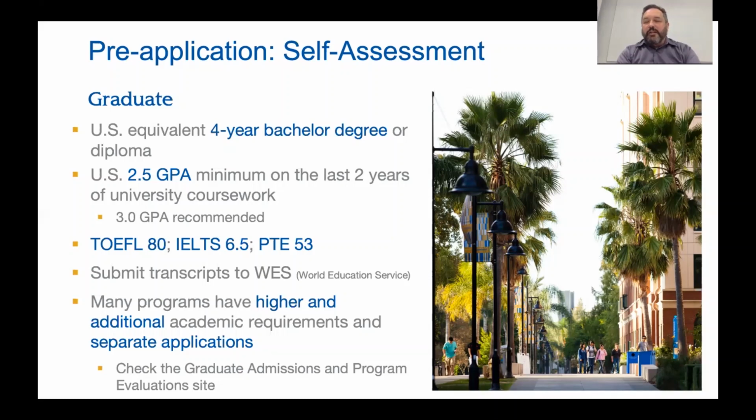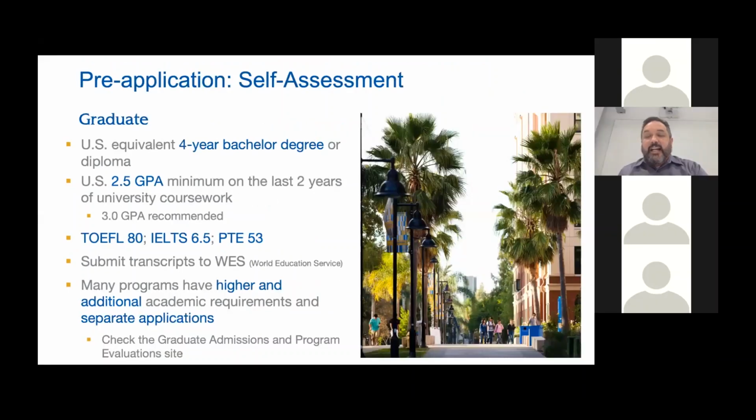At SJSU, you must prove that you have a 4-year bachelor degree. If you're not sure, if your system in your country does not do 4-year degrees, please contact us. There may be some exceptions, but in most cases, there is not. In most cases, we do require a 4-year bachelor's degree. And how we do that is we require you to go through WES.org, the World Education Services.